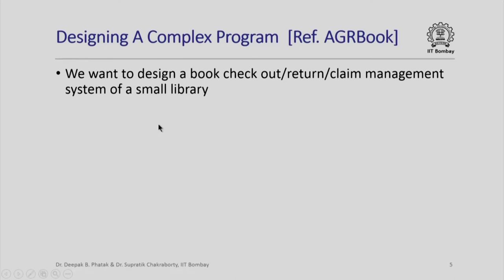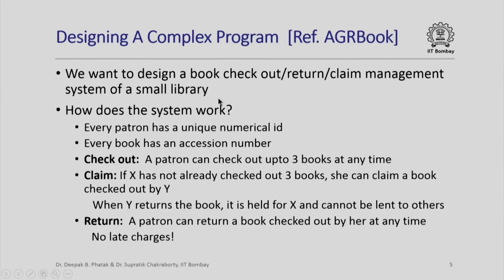Suppose we want to design a slightly complex program which is going to manage the checkout, return and claim of books by different patrons in a small library. So, how does this system work? Every patron of the library is going to have a unique numerical ID. Every book in the library is going to have a unique accession number.